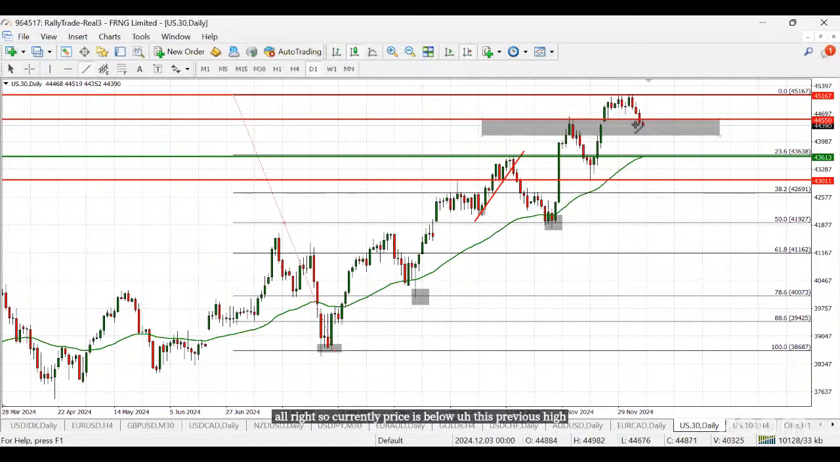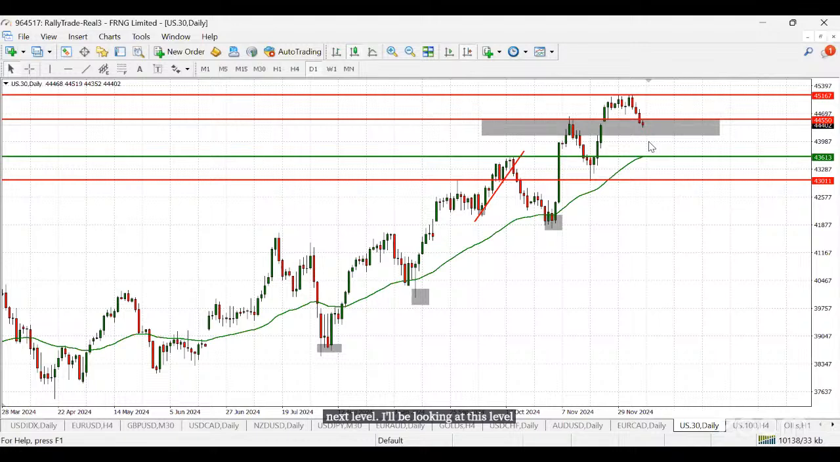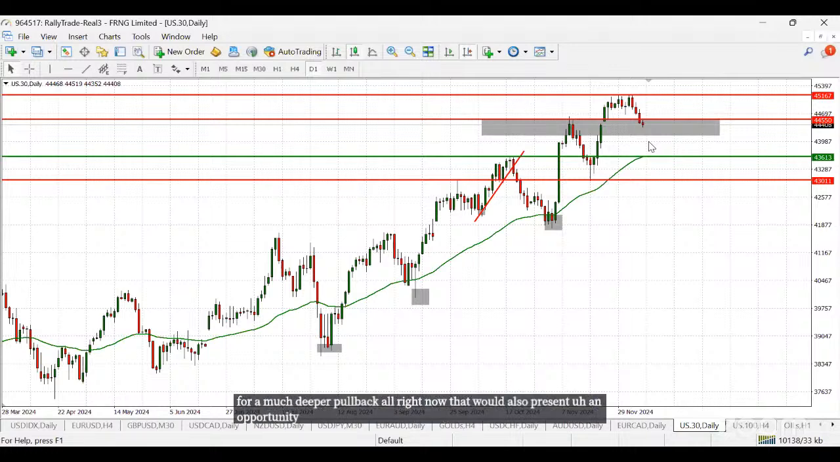So this could be a pointer that we might get a much deeper pullback. For that, I'll be looking at this next level, this level for a much deeper pullback. Now, that could also present an opportunity to short.